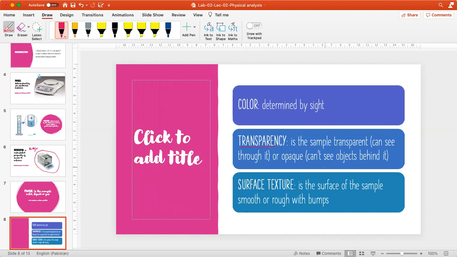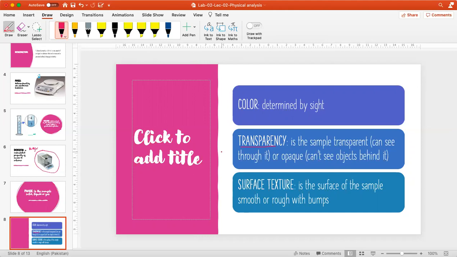Then we come to the surface texture. This is very important because the samples have different textures. Some are smooth, some are rough, some are bumpy, some are crinkled, so many things. Again, you can feel it by touching it or by sight.